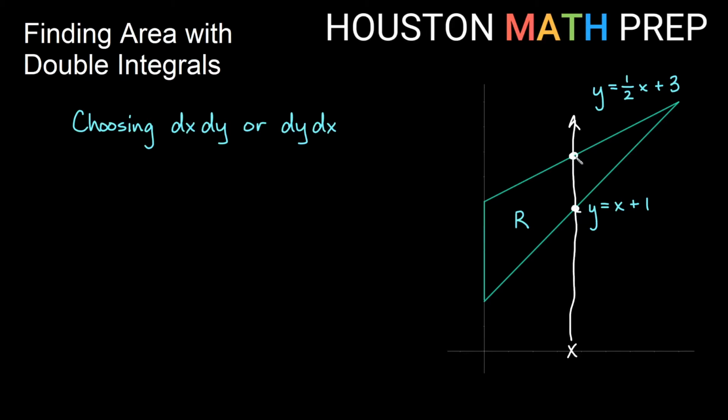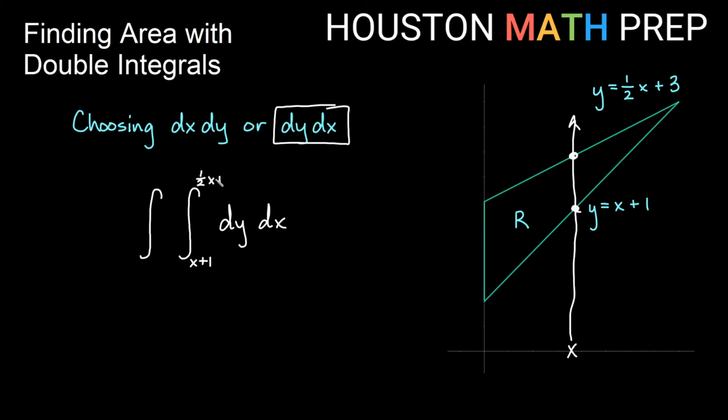So that tells me that this region is simple in the y direction, and that means that I want to integrate dy first. So I would choose the order dy dx for this integral. Okay, if we look at setting up a double integral dy dx for this region, when we fix an x and draw through in the y direction, I'm entering the region at y equals x plus 1. I'm leaving the region through the top where y equals 1/2 x plus 3.